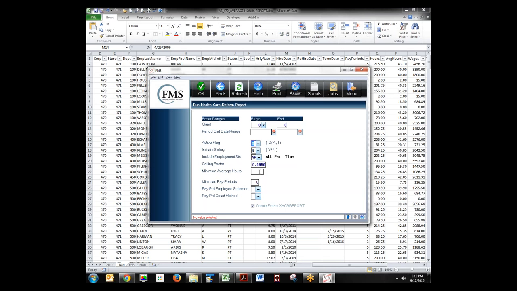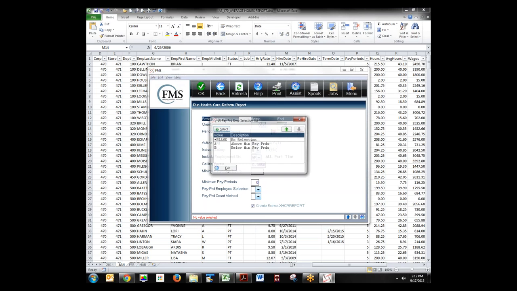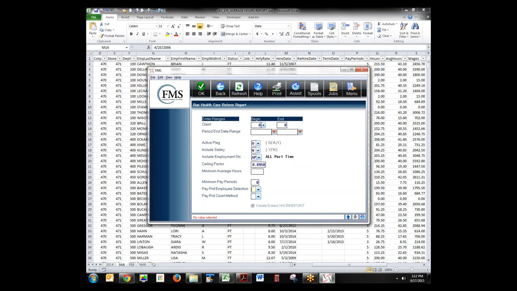I'm going to filter using Excel for the average hours, and this particular client, for example, doesn't have any kind of pay period selection. This is if there's a minimum number of pay periods that you want to see for an employee. Like, show me only employees that have been active 3 pay periods, and that's really to filter out anyone that's in the waiting period.